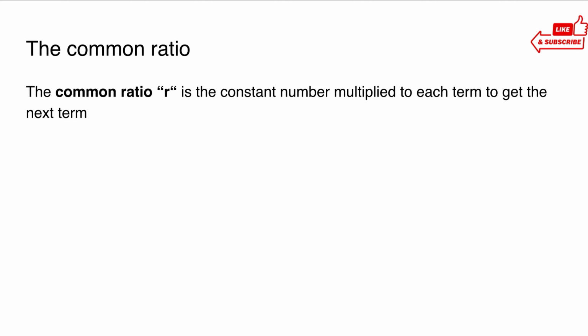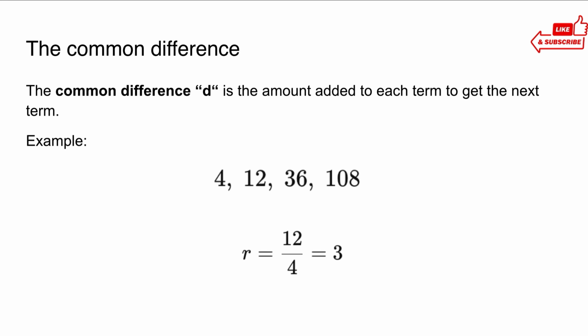What is the common ratio r? So r is the constant number multiplied to each term to get the next term. In our previous example, r was 2. Now in this example, which is from 4 to 12, 12 to 36, and 36 to 108, the common ratio here is going to be 12 over 4, which is equal to 3. So to get from 4 to 12, you multiply by 3. From 12 to 36, multiply by 3. And from 36 to 108, you multiply by 3.